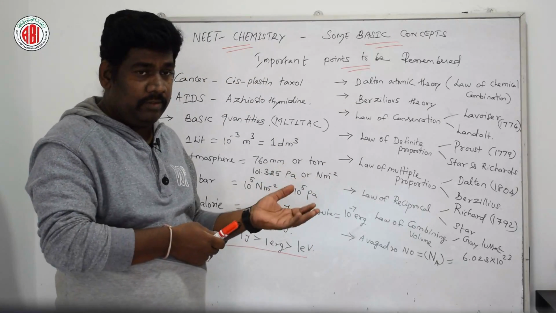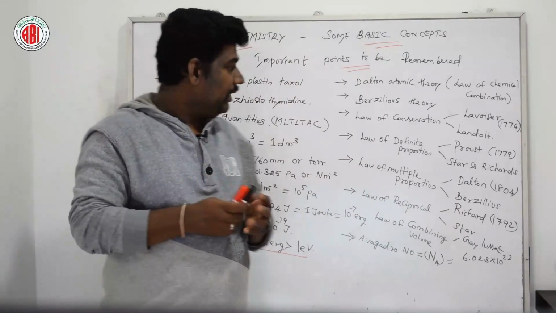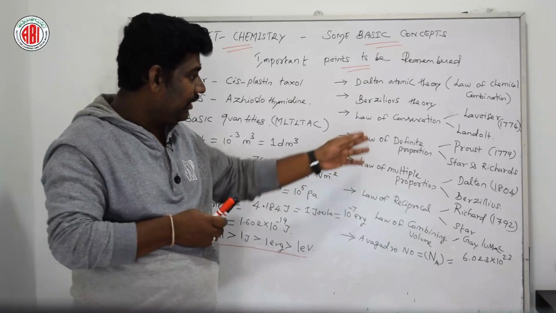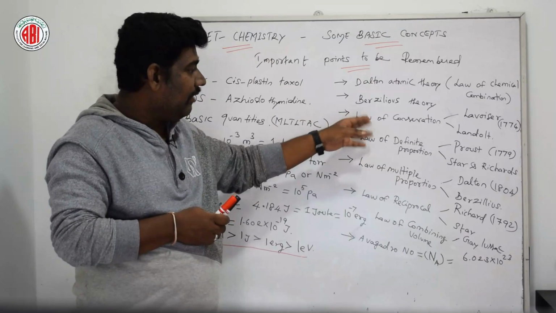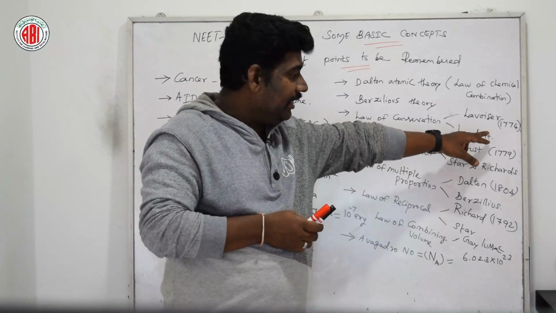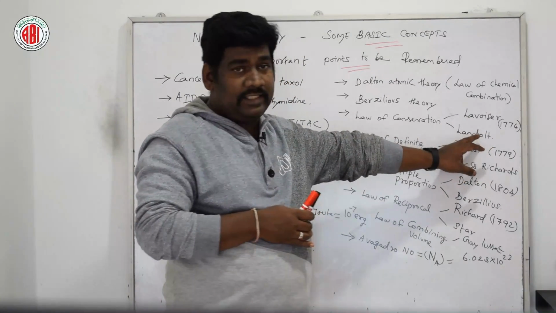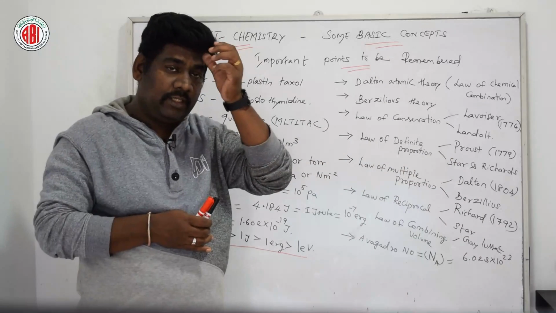Then coming to the different laws of chemical combination, this we have already discussed in detail. For the laws of chemical combination, the first one we are going to discuss is the law of conservation of mass. This was proposed by Lavoisier in the year 1774, very important, and that was verified by Landolt. So this is also very, very important.